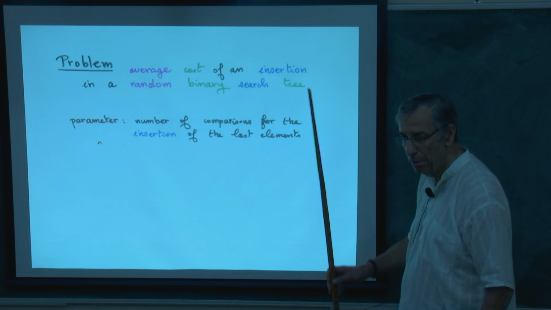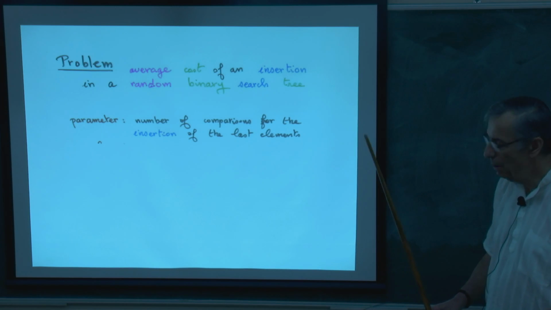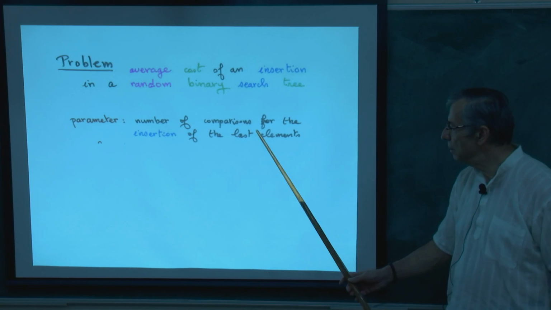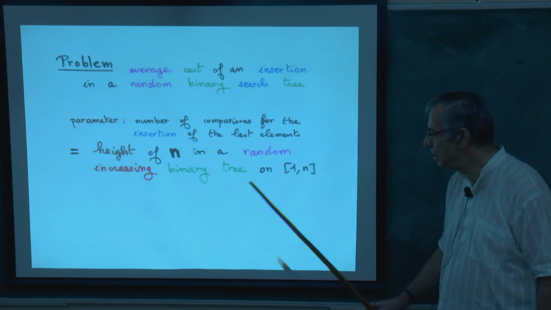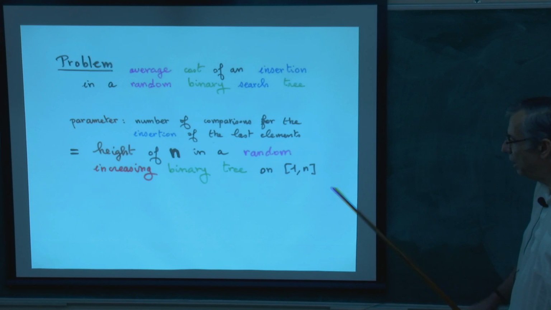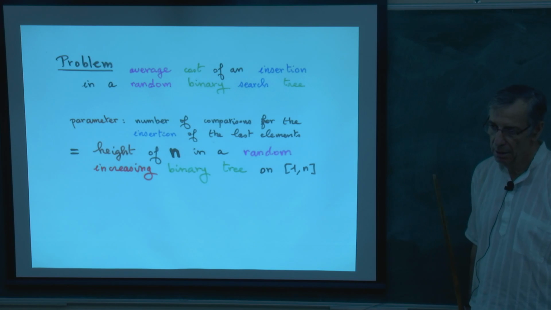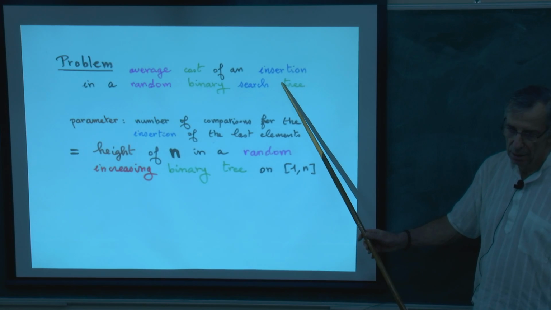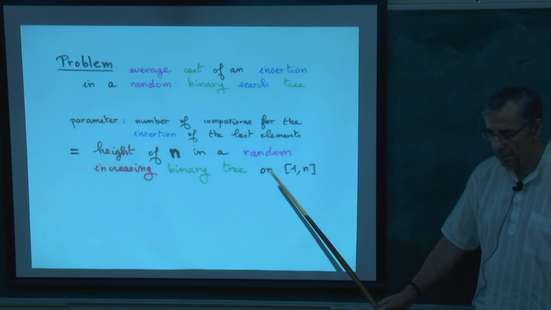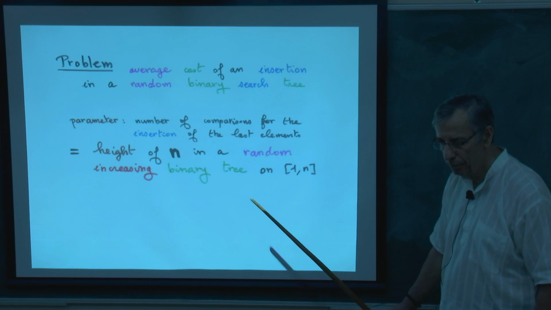So you take a random permutation. So the analysis is over n factorial. And what is the number of comparisons for the insertion of the last element? This is exactly equal to the height. This is the height of n in a random increasing binary tree. So the analysis of the cost for this binary search tree is equivalent to the analysis: take a random increasing binary tree.